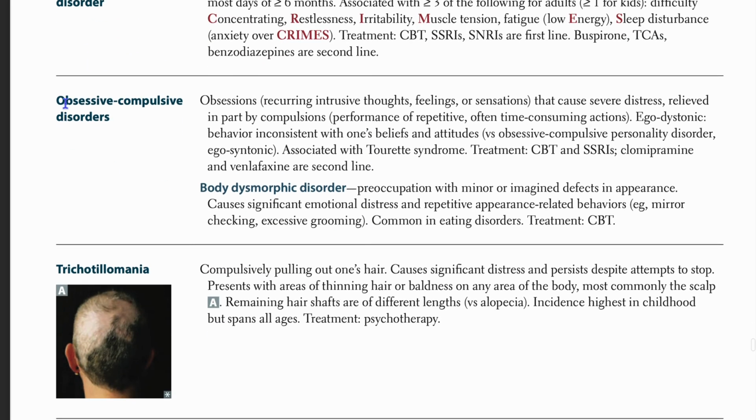Okay. Obsessive compulsive disorder, it's obsessions, recurring intrusive thoughts, feelings, or sensations that cause severe distress, relieved in part by compulsion, performance of repetitive, often time consuming actions. Ego dystonic, behavior inconsistent with one's beliefs and attitudes, versus obsessive compulsive personality disorder, which is ego syntonic. It's associated with Tourette syndrome. Treatment is CBT and SSRIs. Clomipramine and venlafaxine are second line.